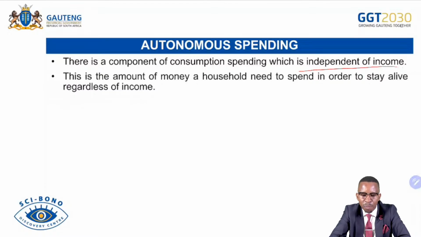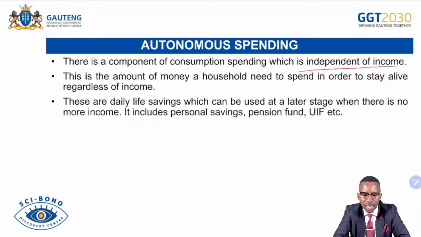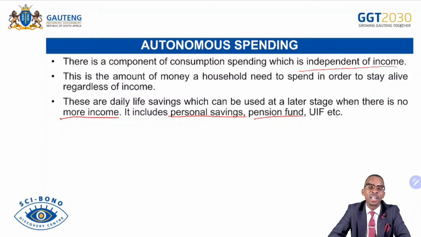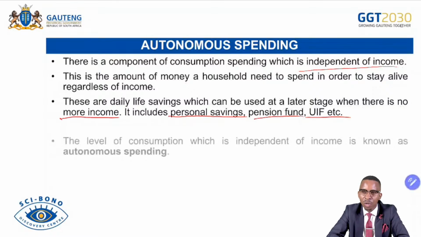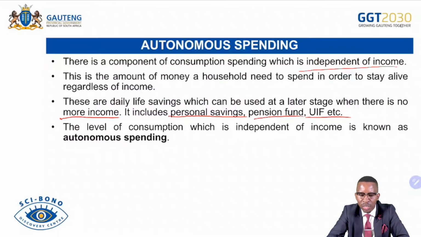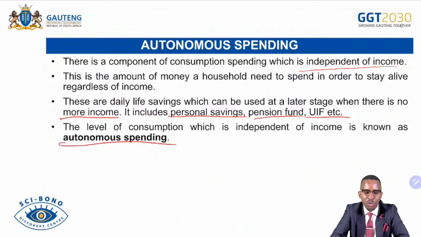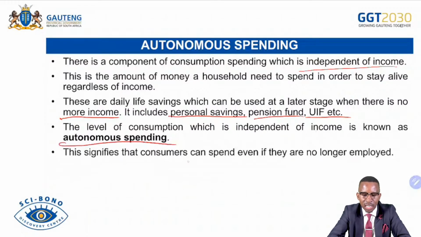This is the amount of money a household needs to spend in order to stay alive, regardless of receiving any income. These are daily life savings which can be used at a later stage when there is no more income. It includes personal savings, pension fund, UIF, etc. That amount of money will allow someone to spend without having to receive any income from the employer. The level of consumption which is independent of income is known as autonomous spending. This signifies that consumers can spend even if they are no longer employed because they will be using their savings.